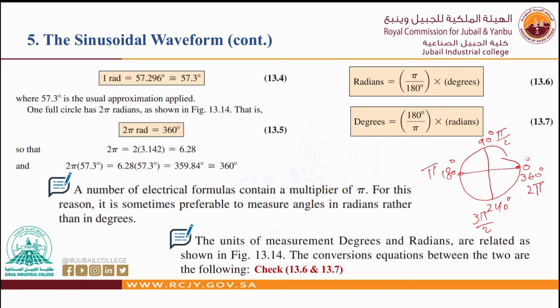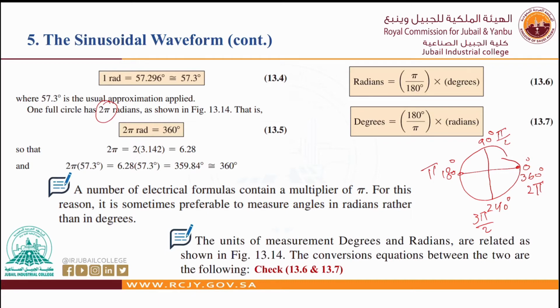But I'm showing you what is 1 radian, what is the degree, and how to interchange or calculate degrees from radians or radians from degrees. 1 radian is equal to 57.3, where 57.3 is the usual approximation applied. One full cycle has 2 pi radians, as shown in the figure.